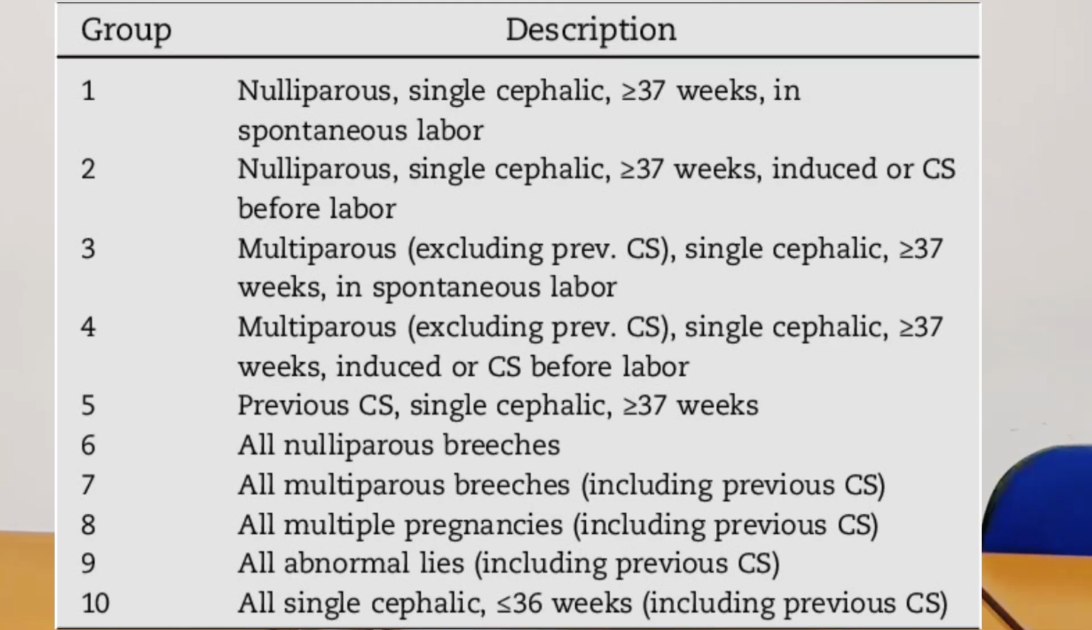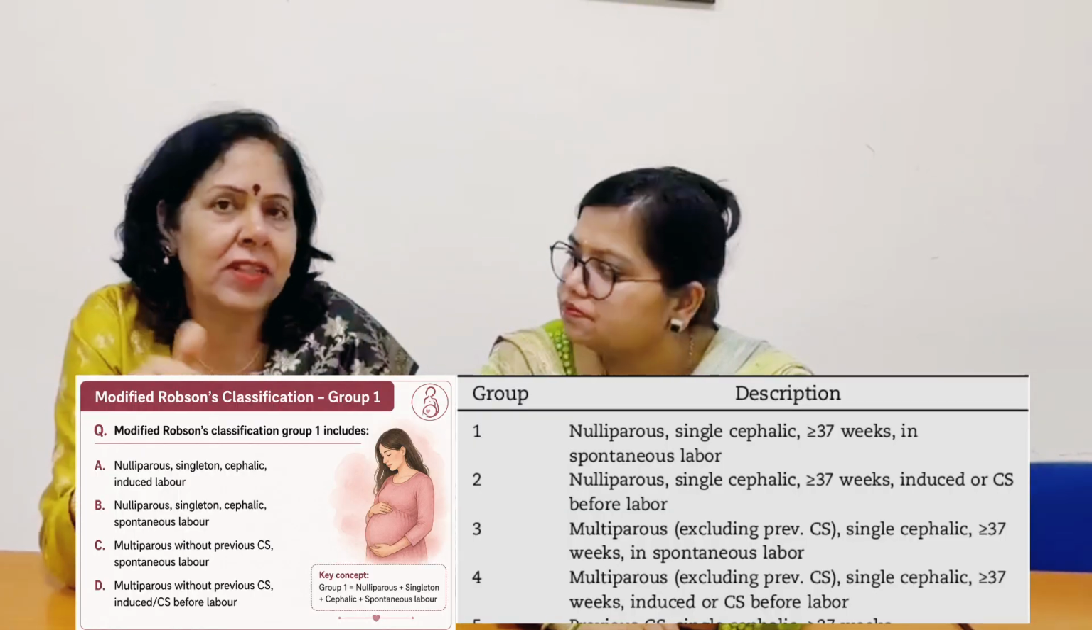Simple way to remember these groups is: first is nulliparous spontaneous labor, second is nulliparous induced labor, third is multiparous spontaneous labor, fourth is multiparous induced labor with no caesarean section. Fifth will include all the cases of caesarean section. Sixth will be nulliparous breech. 7th will be multiparous breech. Then 8th will be multiple pregnancy, and 9th will be a transverse or oblique lie, and 10th will be preterm, right? Because we also see the gestational age.